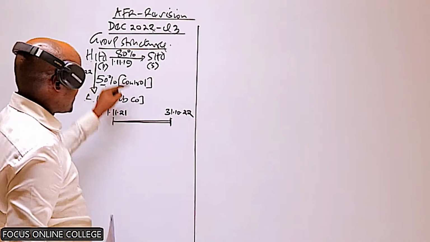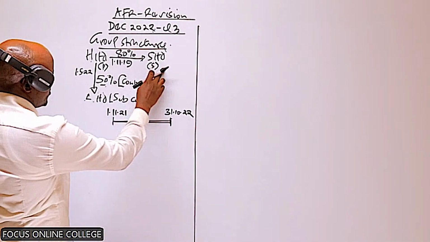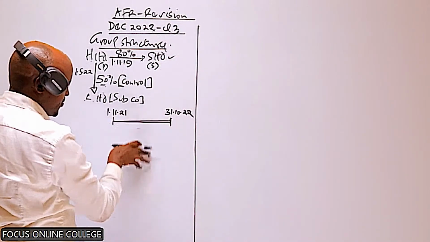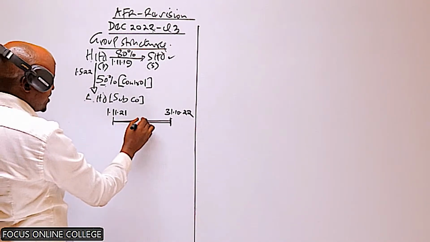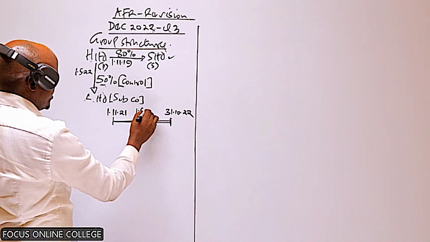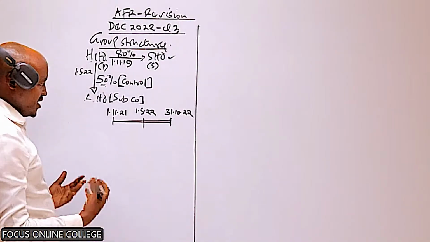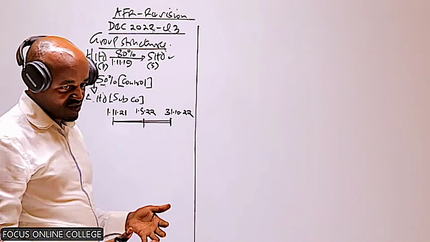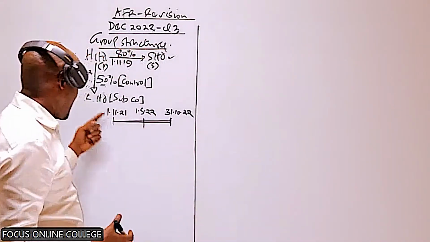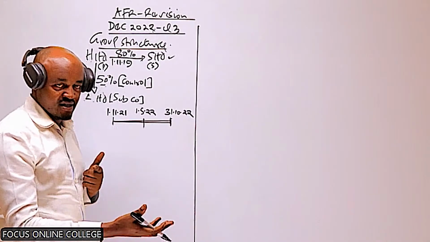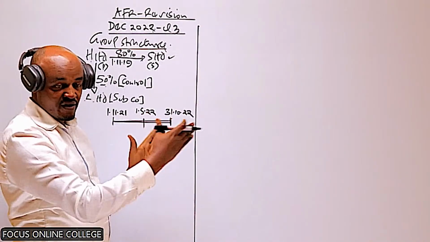Do we have any company here which was acquired during the current year? This company was acquired in 2019, so it wasn't acquired during the current year. What about this one? You can see it was acquired within the current year, on 1st of May 2022. The reason it is important to determine that is because when preparing the consolidated statement of profit or loss, we take into account the revenue and expenses of L from the date it was acquired. We apportion that on a time basis. But for the other one, we take the revenue and expenses for the whole year.